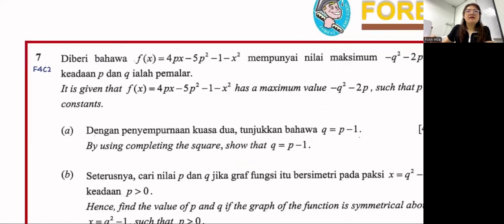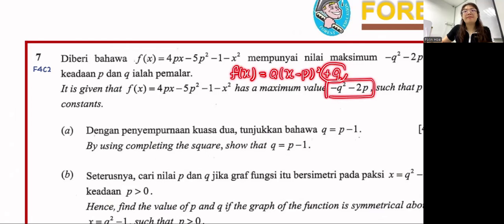Okay, we are given a function and it has a maximum value. So when I write f(x) equals a minus (x minus p) squared plus q, this plus q will be equal to the maximum value, such that p and q are constants. By the way, this is the formula. Now, show that q is equal to p minus 1.